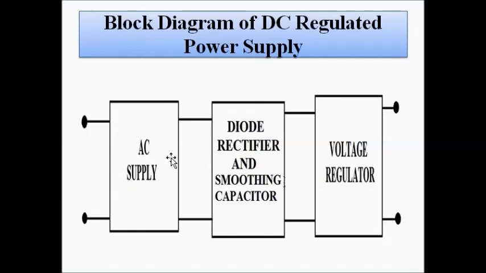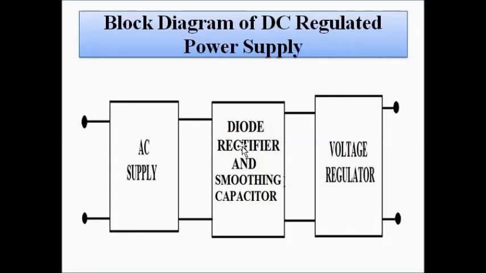Okay, so this is the block diagram of a DC regulated power supply circuit. First there is the AC supply block, which is the AC supply we get, 230 volt 50 hertz in India. Then we have the diode rectifier, which is generally the full wave rectifier.